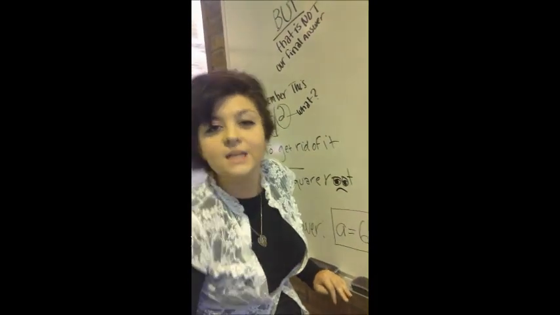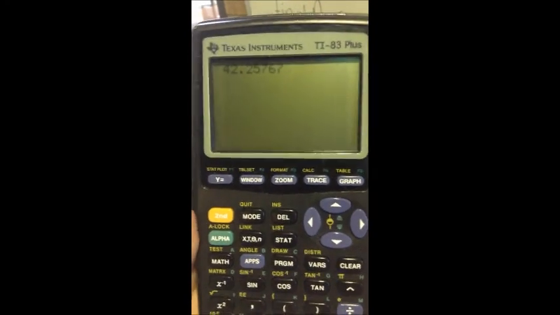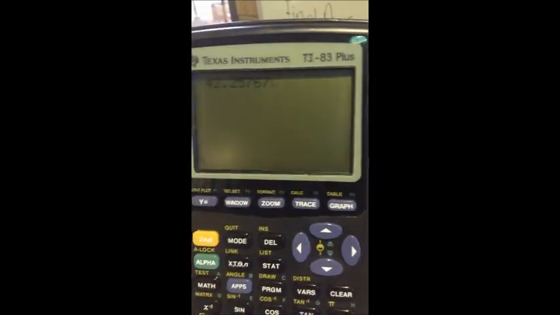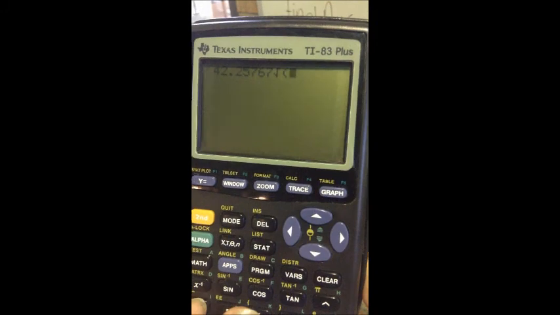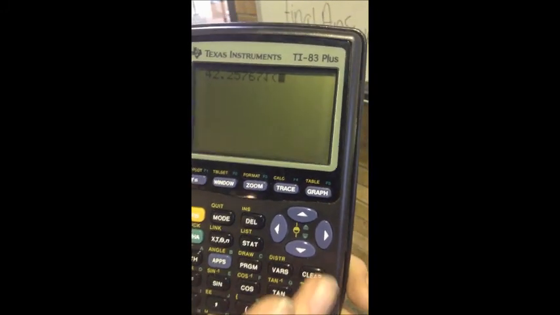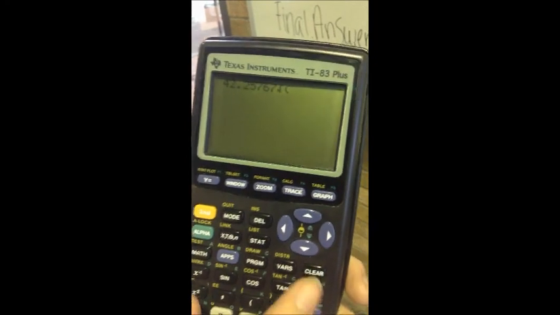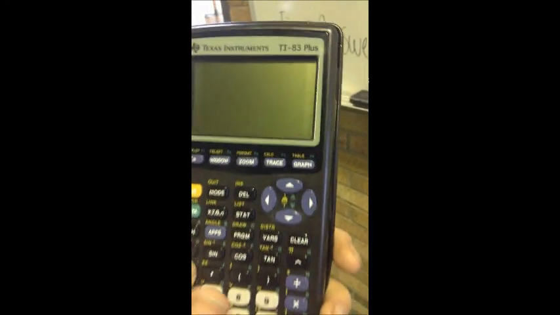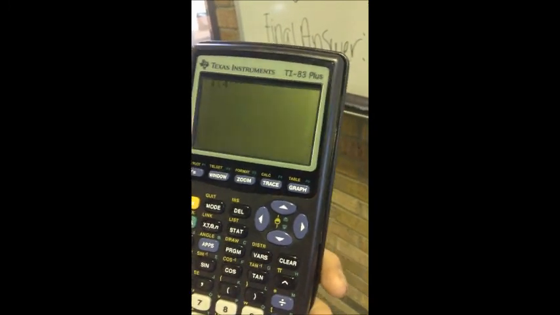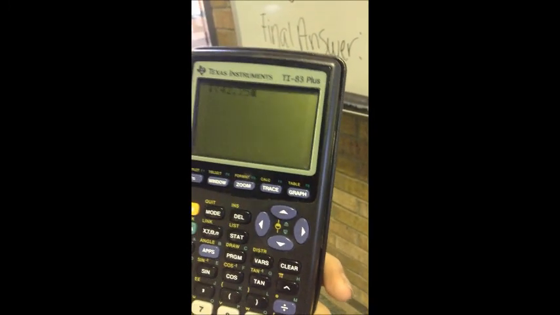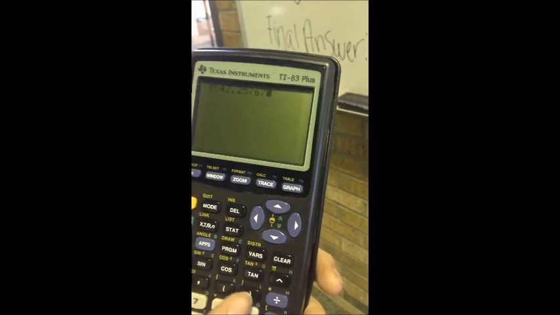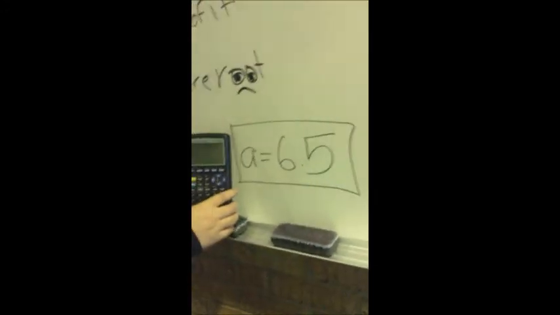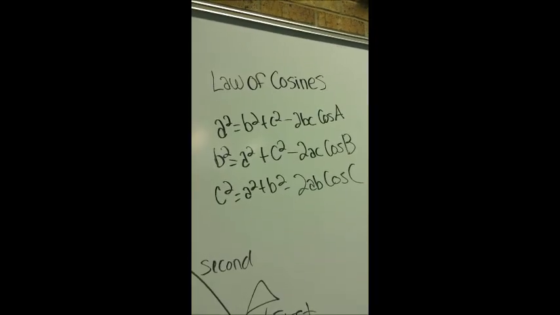Now we will show you how to put it in your calculator. We take our a squared answer and we square root it. So you will do second x squared. Hold on, you peeps. I got it. It's okay. Don't worry. Square root of, then you type in a squared, 42.25767. Then close, equals our answer right over here, 6.5.